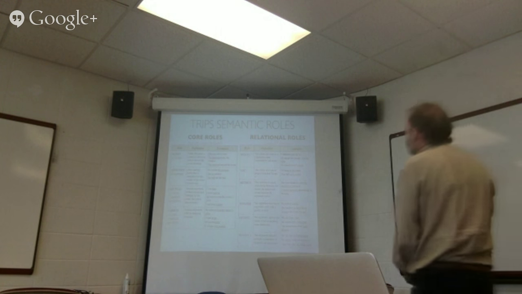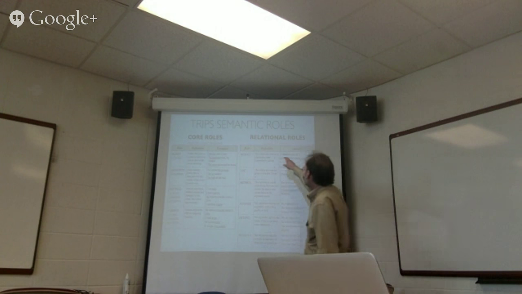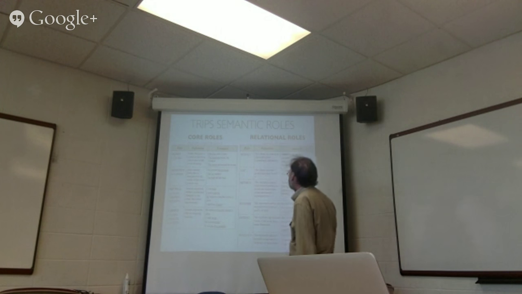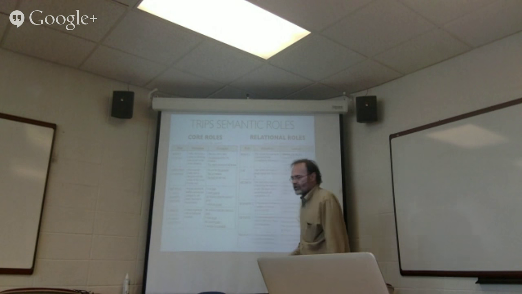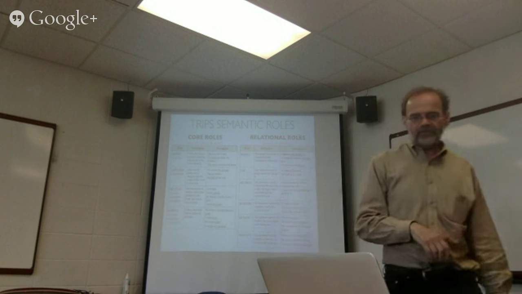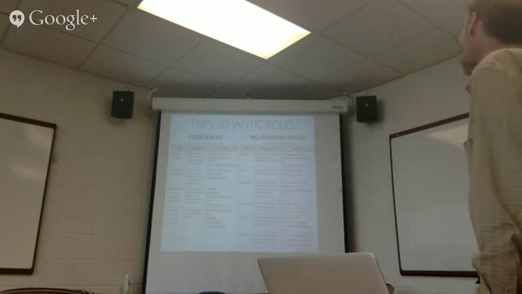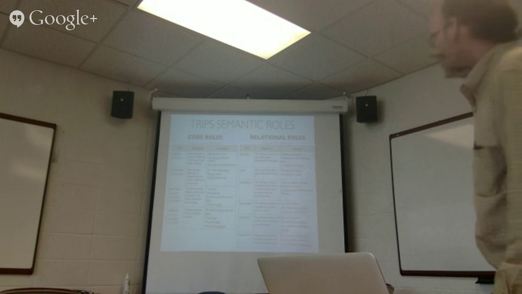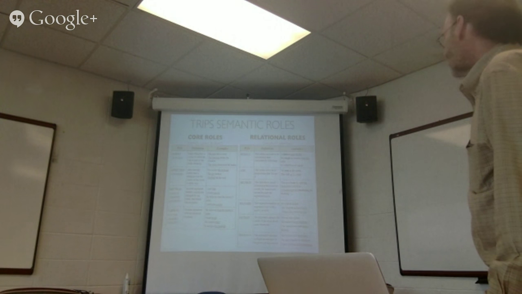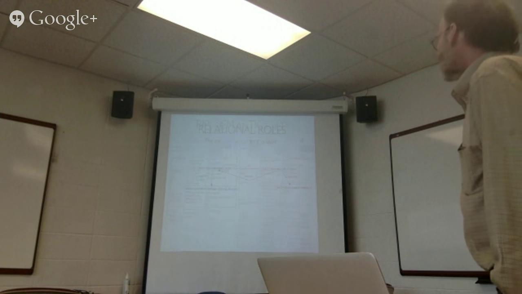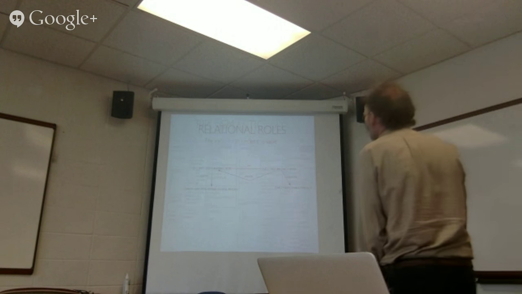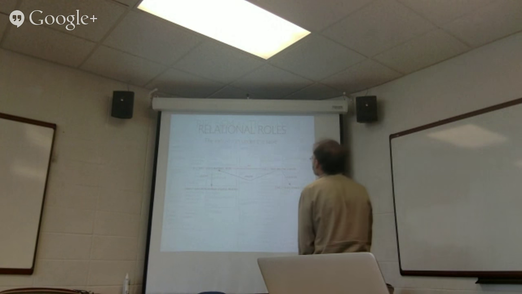And there are key ones like result, which essentially relates an event to its culminating state. Location locates an event. Method describes how an event is going on. There's a bunch of these. And there are some more that I couldn't fit on the slide, but there are maybe 10 or 15 of these that we have. So here's just an example of the use of relational roles.